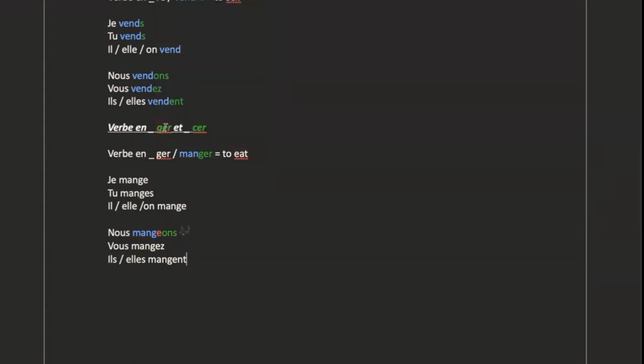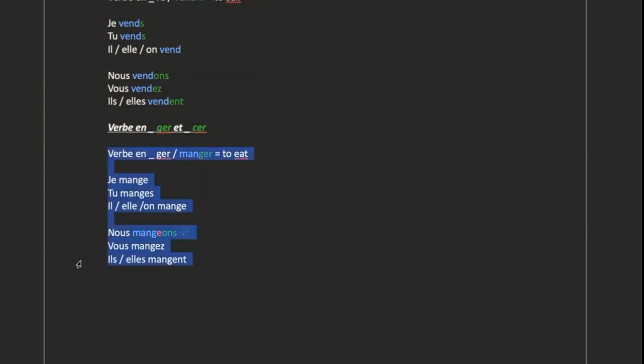Every time we have a verb ending in GER, for nous, we're going to add an E so it sounds proper. Nous mangeons, instead of nous mangons. So every time you have a verb ending in GER, you have to be careful to add an E for the first person plural. Nous mangeons. Very important. Now you got it right.